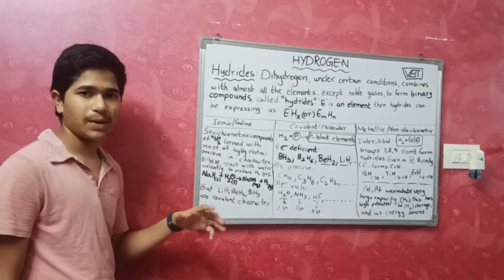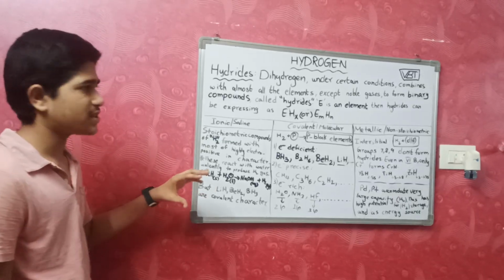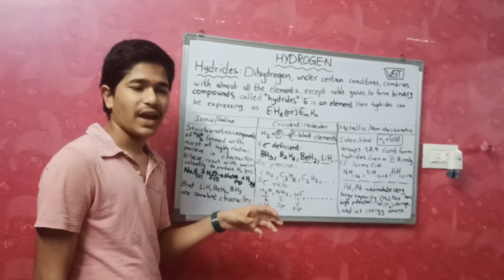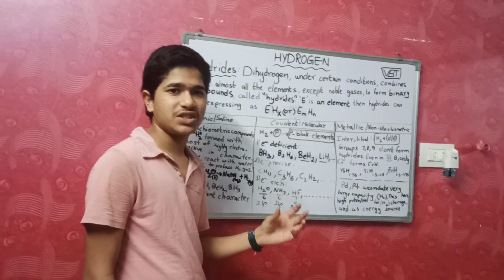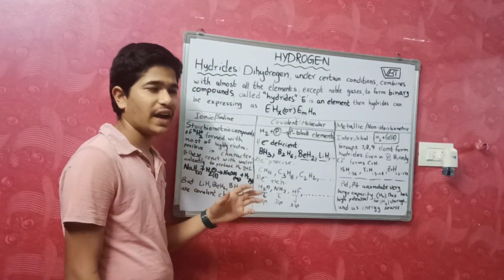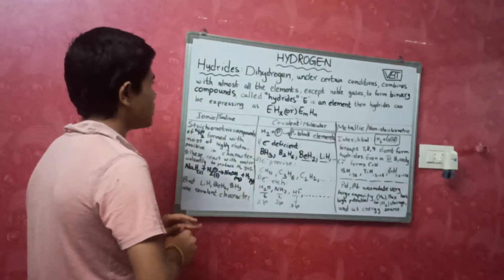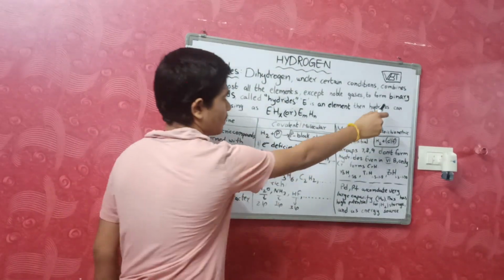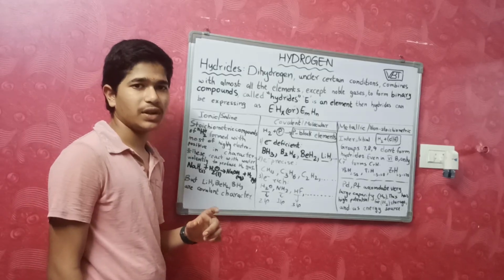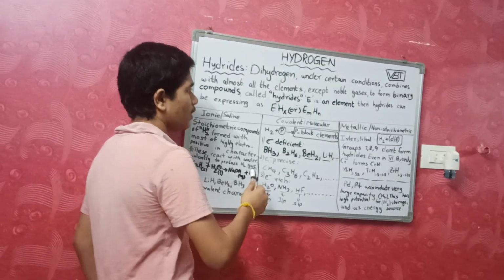So in the chapter hydrogen, now we are going to discuss the topic hydrides. We see that dihydrogen, under some conditions, reacts with almost all elements and forms hydrides. Now we see these hydrides are binary compounds, and hydrogen doesn't react with noble gases.